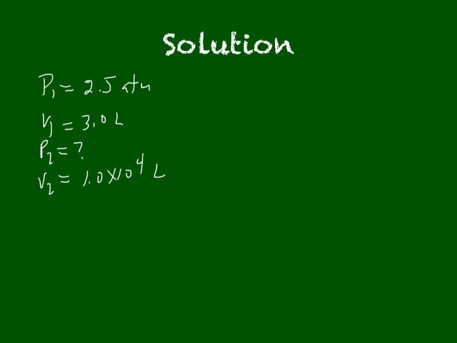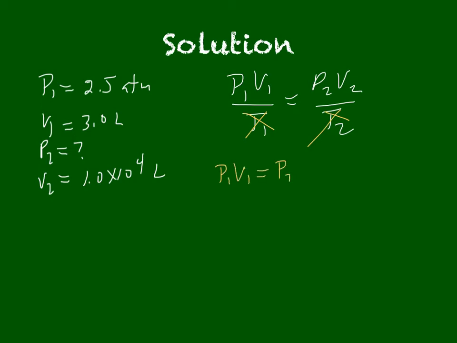So I've got my variables laid out. If I've got P1 V1 over T1 is equal to P2 V2 over T2, temperature is not given, so I assume it's constant, ignore it. That gives me P1 V1 is equal to P2 V2. What type of law is this? That's Boyle's law. So P1 V1 is equal to P2 V2.